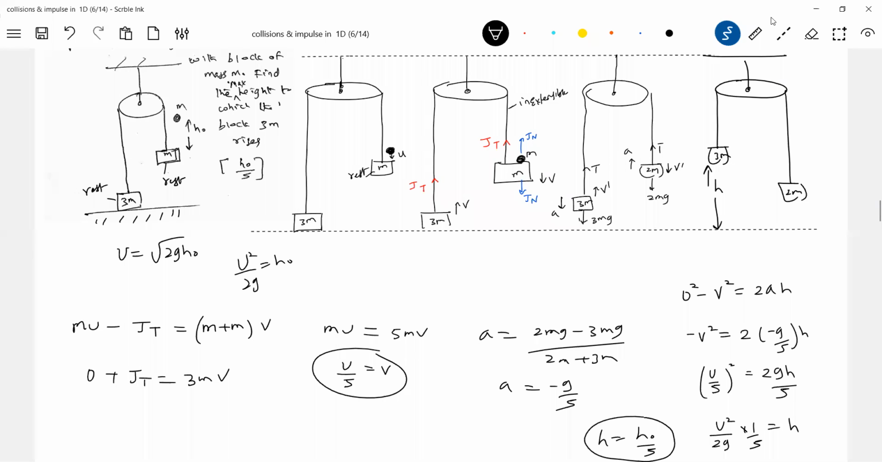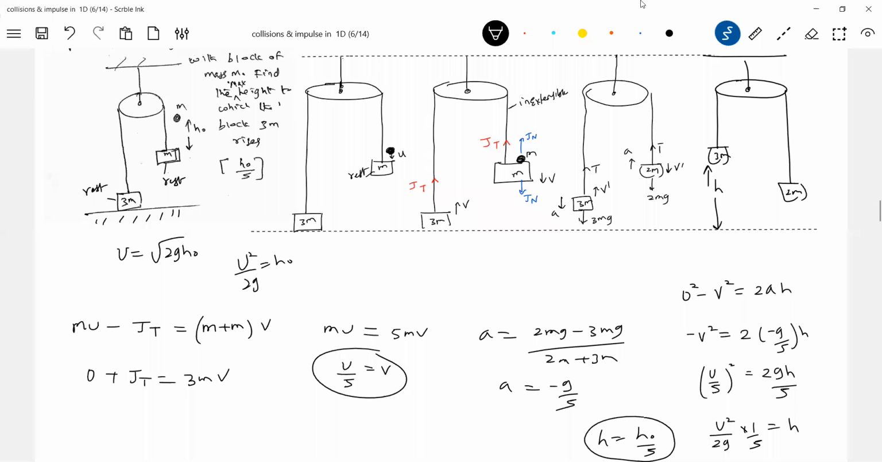After this, what will happen? Again, the block 3m will descend and block 2m will ascend. You have to follow the sequence of diagrams. Nothing is there. So this impulse is important. And now look at the energy.